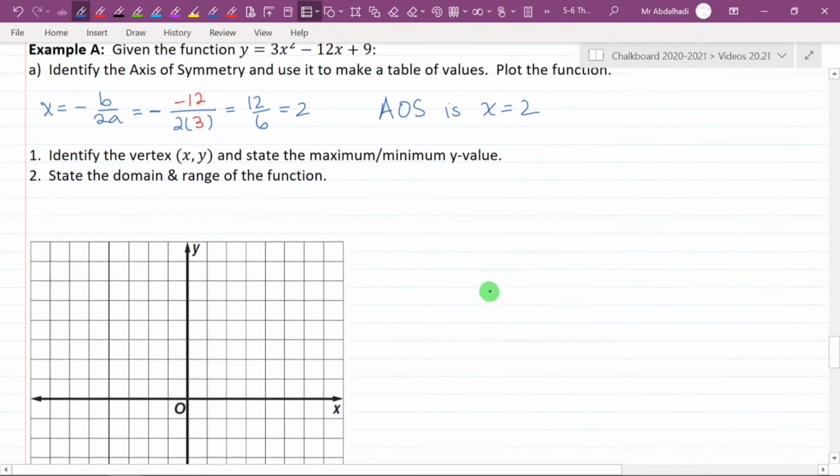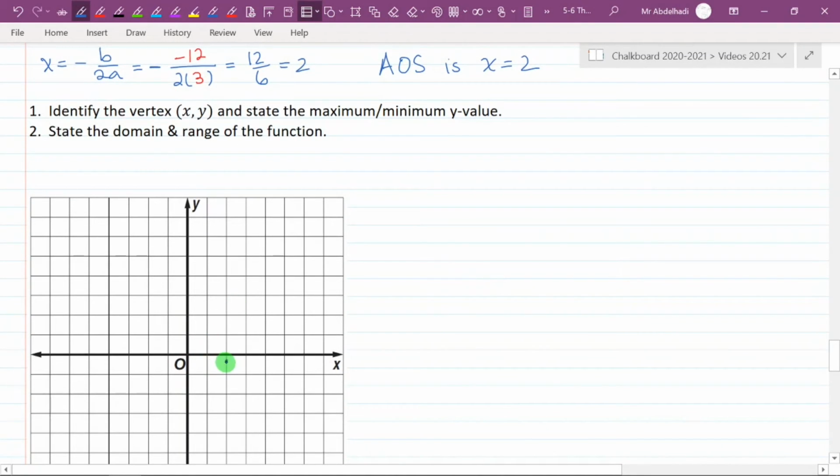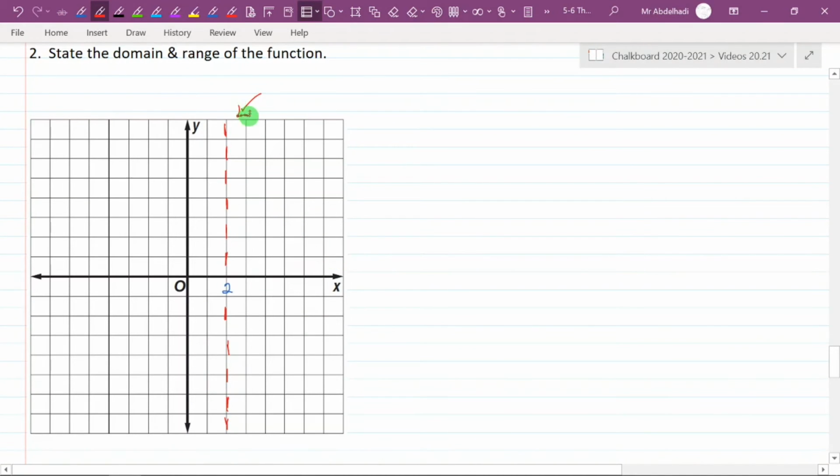So you're going to come over to your graph, x equals 1, x equals 2 is right here. You're going to draw that on your graph as a dotted line. The axis of symmetry, like in that picture I showed you a minute ago, is a dotted line. I'm using red so that it stands out. This is your axis of symmetry, and the equation of that line is x equals positive 2.